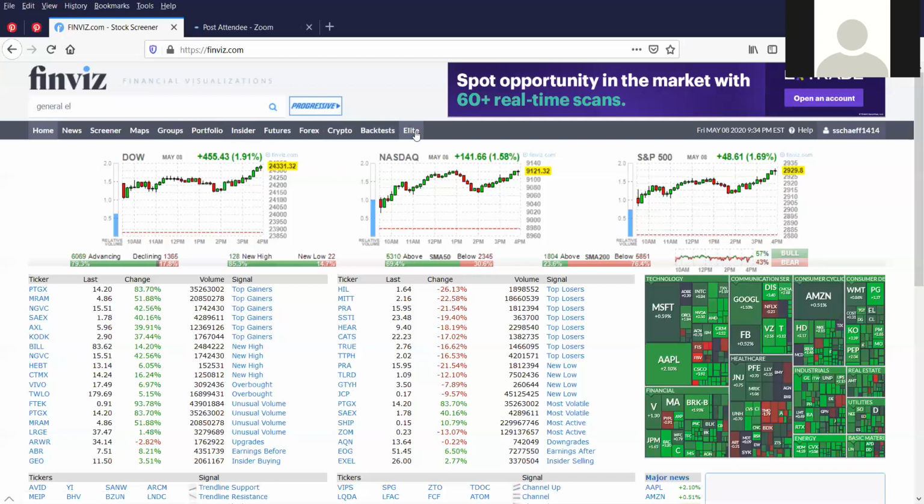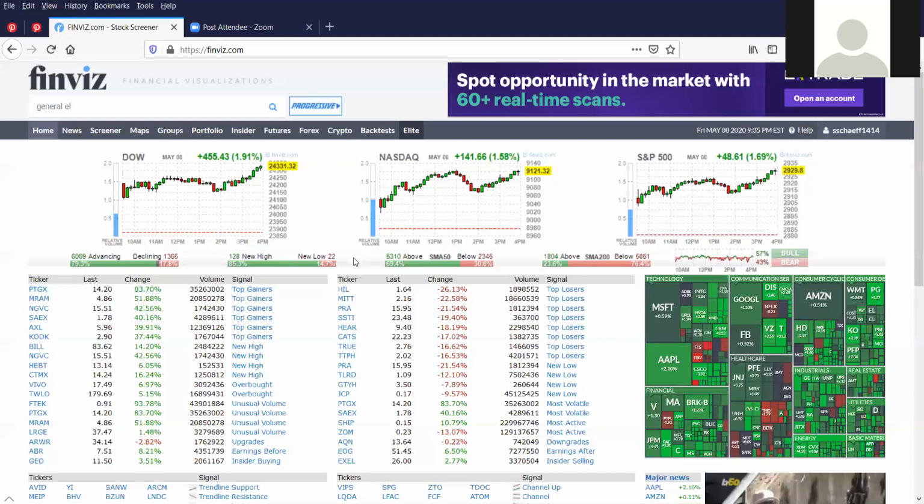You can learn about the different levels of service you can get if you click on the elite link up here. However, the top three charts, the first one is a one-day chart of the Dow. The second chart is a one-day chart of the NASDAQ, and the third chart is the one-day chart of the S&P 500. You can see advancing declining lines under here. This tells you that just under 80% of stocks were advancing today over here.